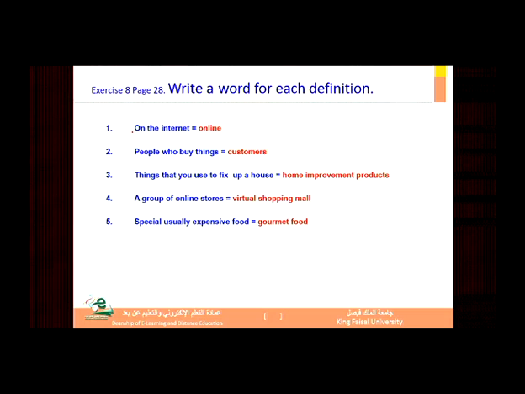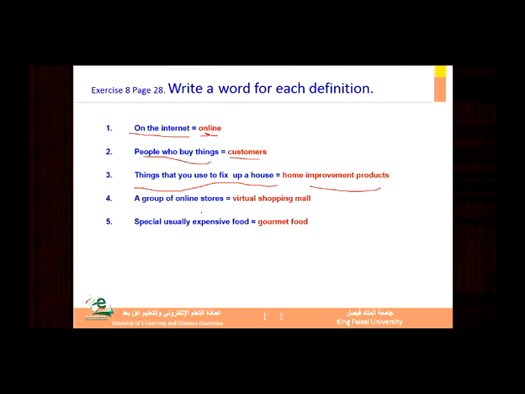So as you can see, number one, on the internet, when somebody is on the internet, it means he or she is online. People who buy things, what do you call them? We call them customers. So customers are people who buy things. When you are online, it means you are on the internet. Things that you use to fix up a house. We have just talked about this. It is the home improvement product.